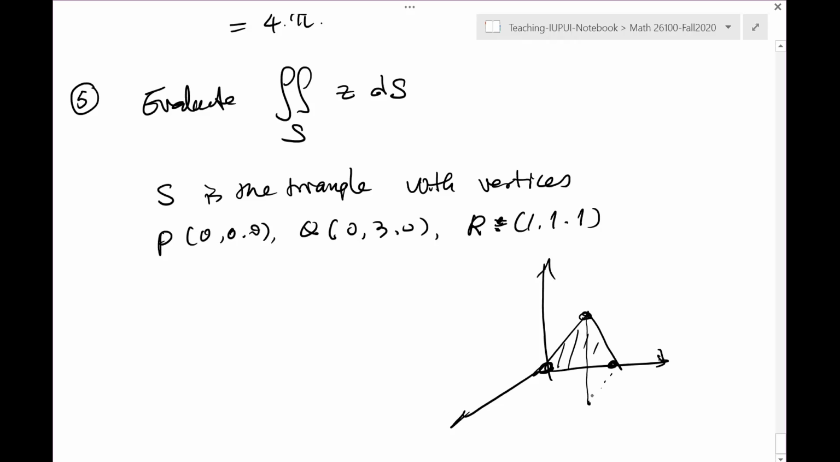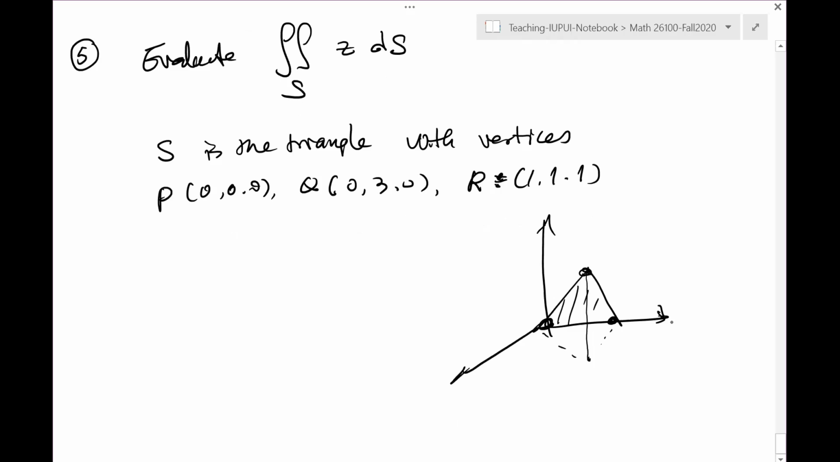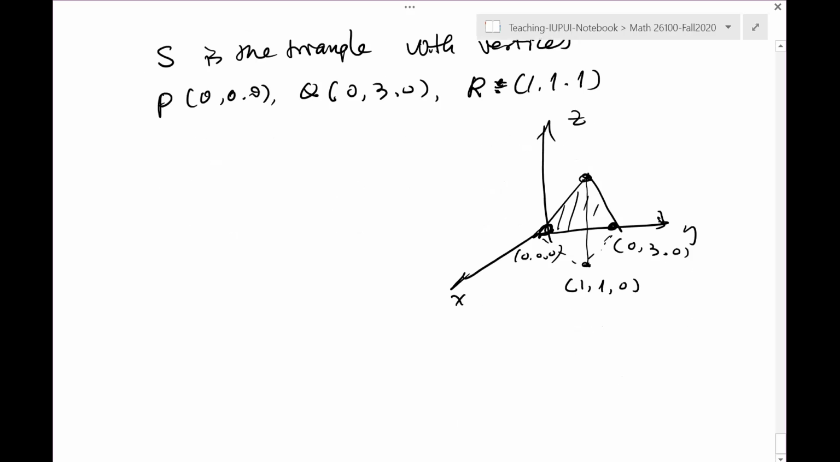If we project it to the xy plane, you get a shadow. So here's x, y, z, and this point will be 1, 1, 0, right? And here's 0, 3, 0, and this is 0, 0, 0. So in the xy plane, now you can view it as a graph, a special graph.